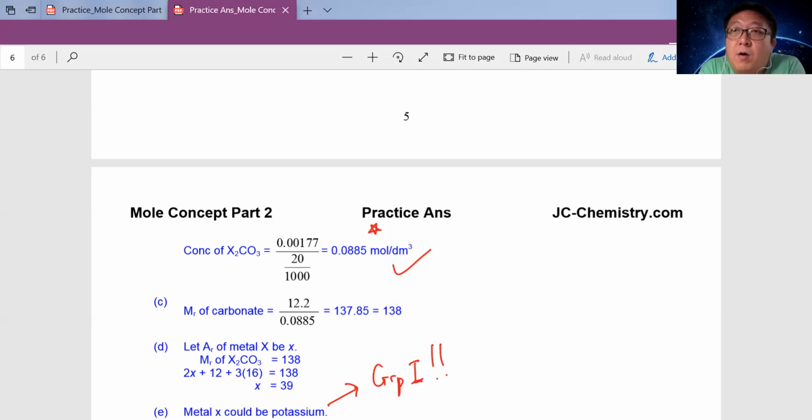Correct? Can you see how powerful when you know what you are looking out for? When you make a careless mistake, the question will alert you. Let's say you find, hey, metal X is magnesium. Then you ask yourself this question: how can it be magnesium when the formula for the carbonate is X2CO3? If it's magnesium, the formula should be XCO3 and not X2CO3, right? So that's why we are very sure that we are looking at a correct answer here.